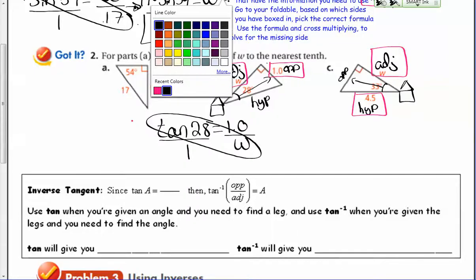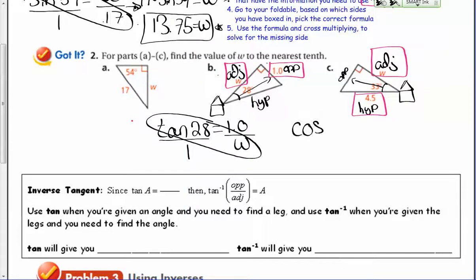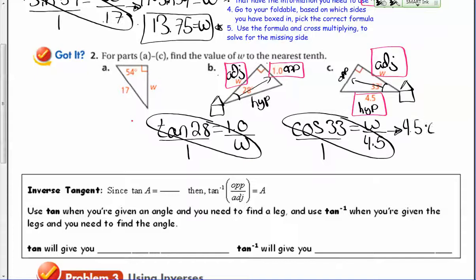I'm going to set up my formula just like before. The cosine of my angle of 33 equals adjacent, so my W, over my hypotenuse, which is 4.5. Use the same math, cross multiply, put that 1 underneath there, multiply these two guys. Remember, put that 4.5 in front of the cosine of 33. So 4.5 times the cosine of 33 equals W, there it is.